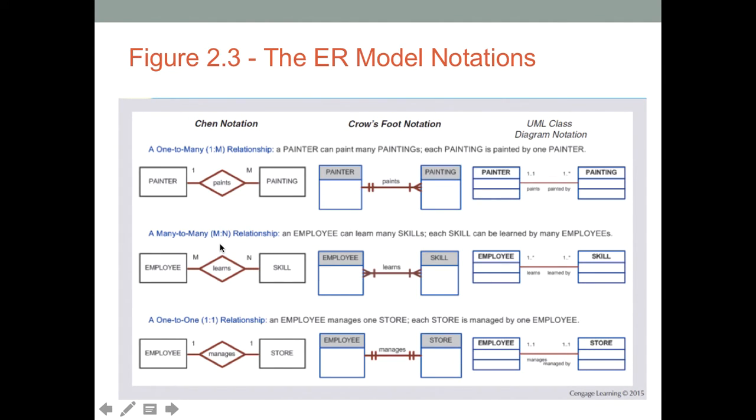Please pay attention to this figure because it shows examples for each relationship. First is 1-to-many relationship, and many-to-many, 1-to-1. Be sure you can think about an example for each relationship type. That will be a question in assignment 1.